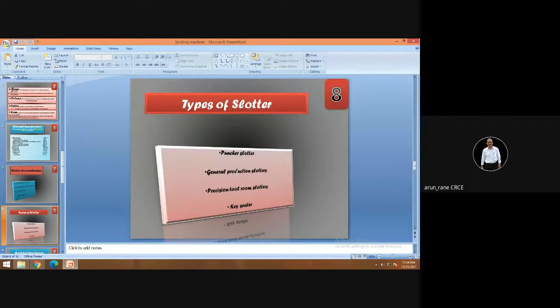The different types of slotters are the puncher slotter, which is used for punching, then general production slotting, used mainly for internal splines, internal keyways or internal teeth. Remember, slotting machine is used for internal work. Then precision tool room slotters, where the accuracy of the machine is good. And key seater, a dedicated slotting machine used only for cutting slots.